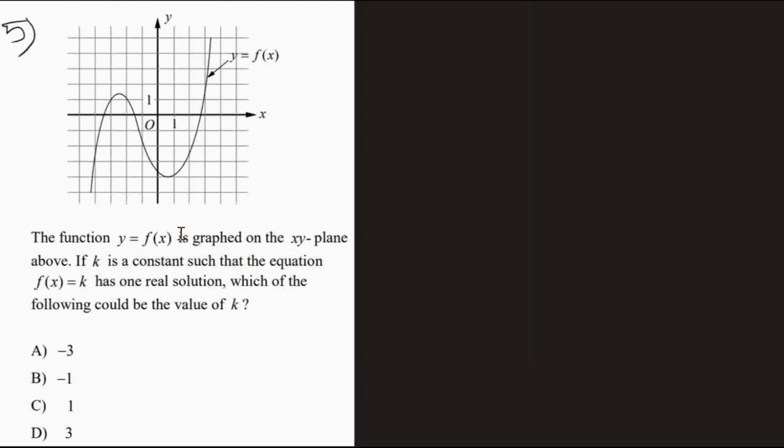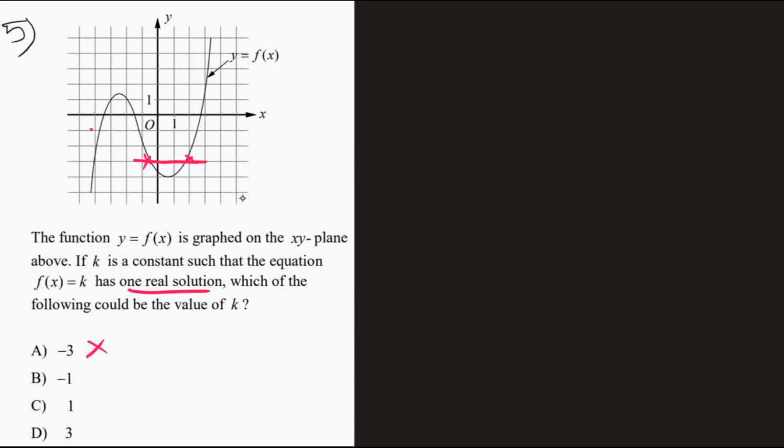The function y equals f(x) is graphed on the xy plane above. If k is a constant such that the equation f(x) equals k has one real solution, which of the following could be the value of k? Let's see, if it's -3, it will be here. When it's -3, it will have 1 and 2 solutions. So it's not, because we want to have one solution.